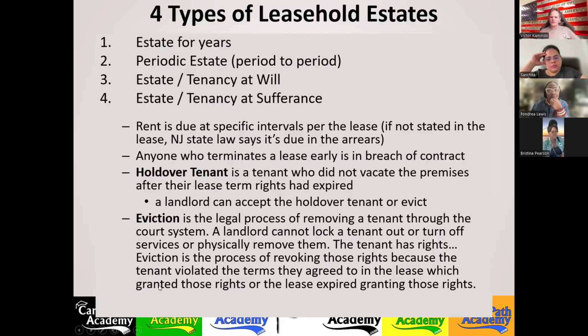The landlord could take you to court to get you evicted because they're just revoking your rights to occupy the property and any other rights that they were granted to you in the lease, which you have violated the terms of somehow. The main way that most people do it is by simply not paying the rent. We're going to go over a bunch of different types of ways people violate the lease.